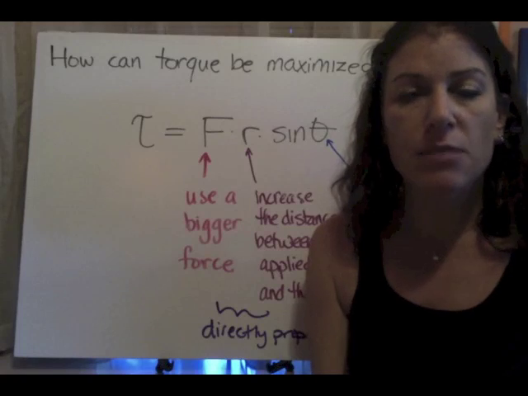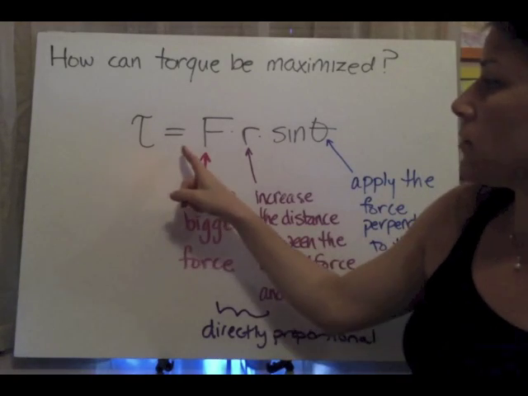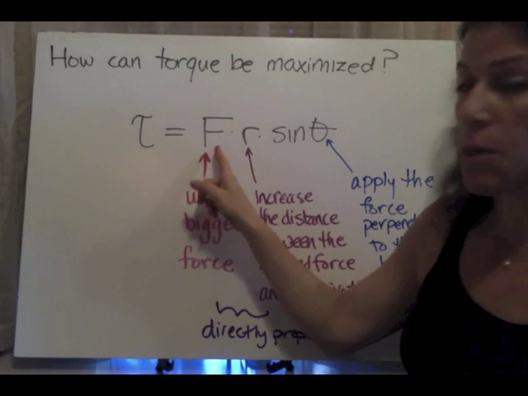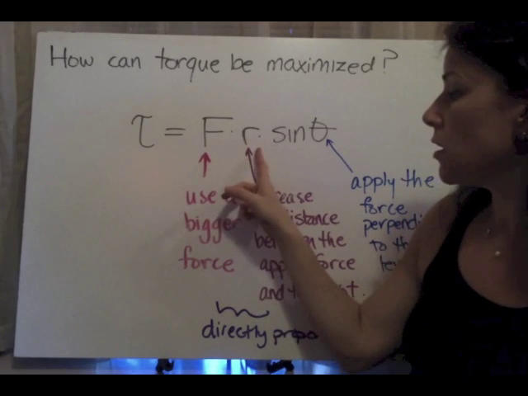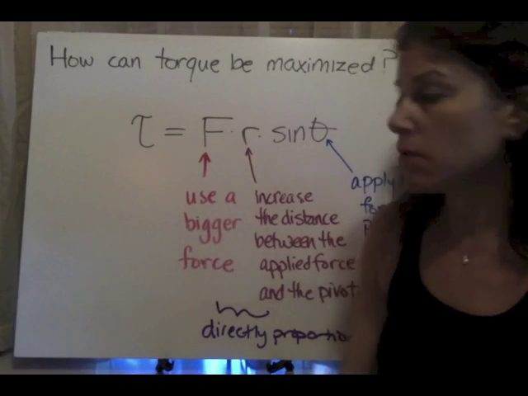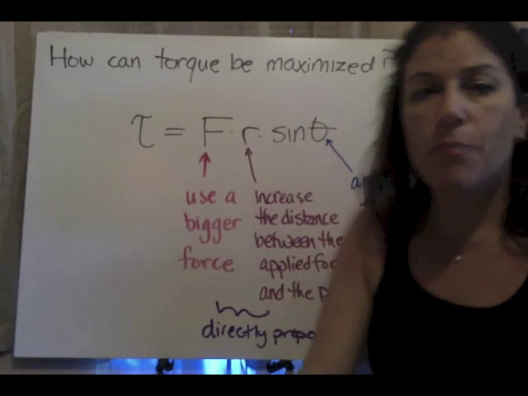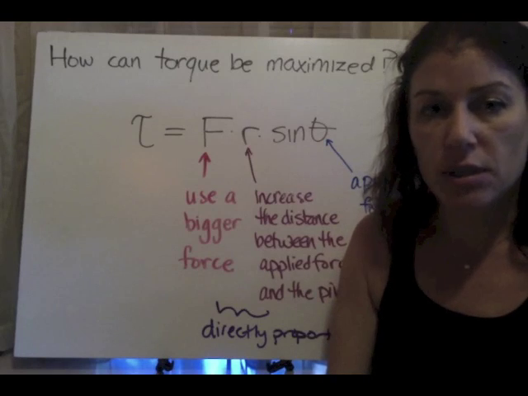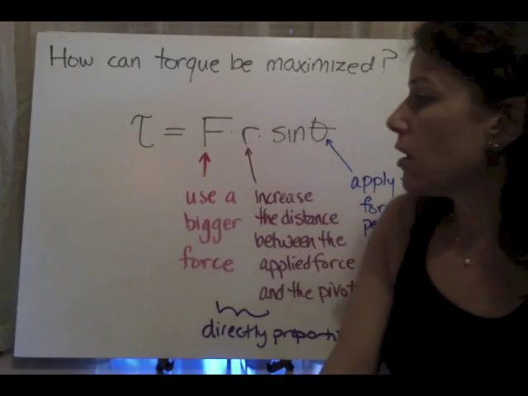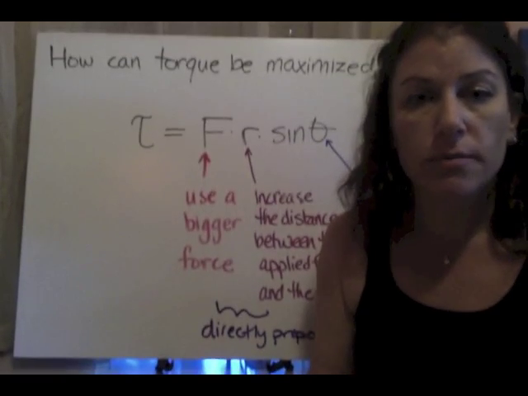So how can we maximize torque? Torque can be maximized by making this bigger, the force, using a bigger application of force, by increasing the distance between the force and the pivot point, or making the angle 90 degrees, because that maximizes sine of the angle. So think about opening a door.